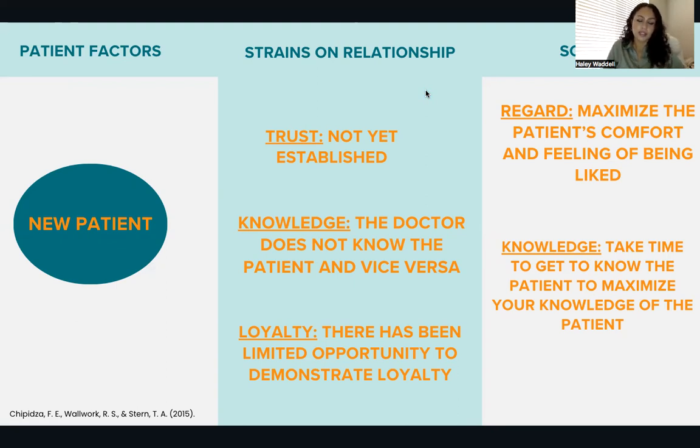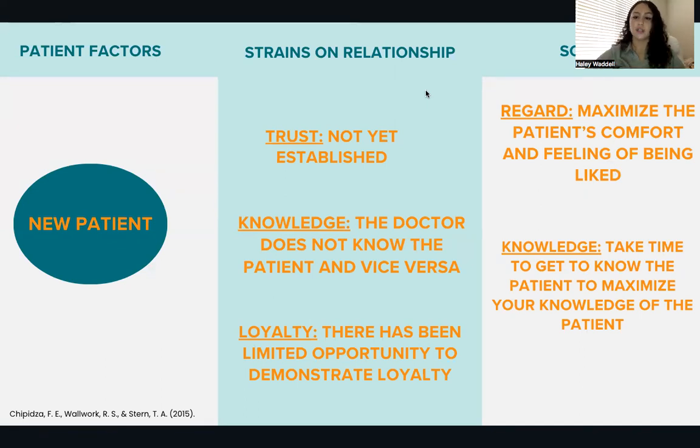The first patient situation we have is the new patient, the one that you've never seen before. They just booked an appointment with you or you just got assigned to them, and you don't know anything about them, right? Some strains this can have on your relationship with them is that trust has not been established. You don't trust them, they don't trust you, because you don't know them. And that goes with knowledge. The doctor does not know the patient and vice versa. You're brand new to them, they're brand new to you. And then loyalty: there has not been opportunity to demonstrate that loyalty yet.